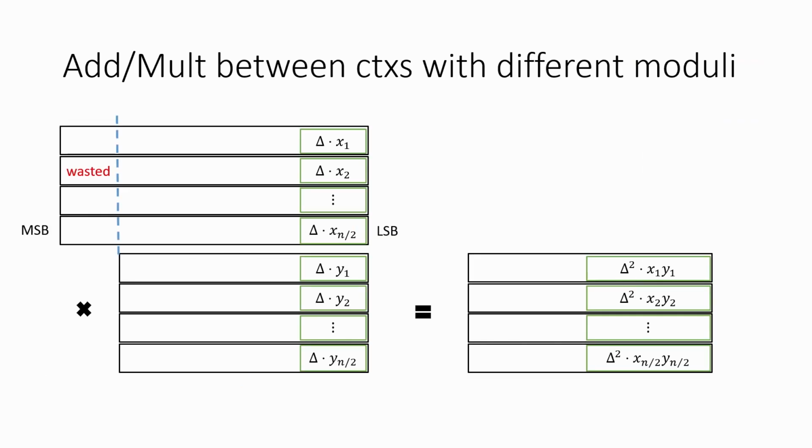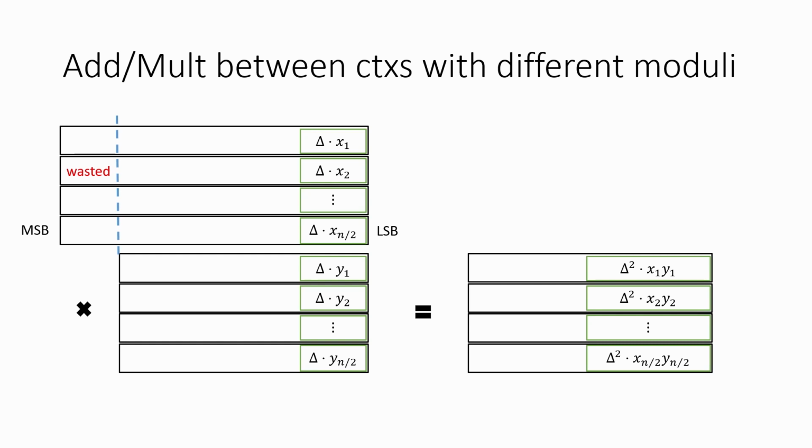Okay, so the ciphertext modulus can decrease during the computation by rescaling. But what would happen if we multiply two ciphertexts with different moduli? In this case, there's no good solution for multiplying the two, but we just have to discard some most significant bits of a ciphertext with a larger modulus, so that we make them have the same ciphertext modulus before performing the homomorphic operation.